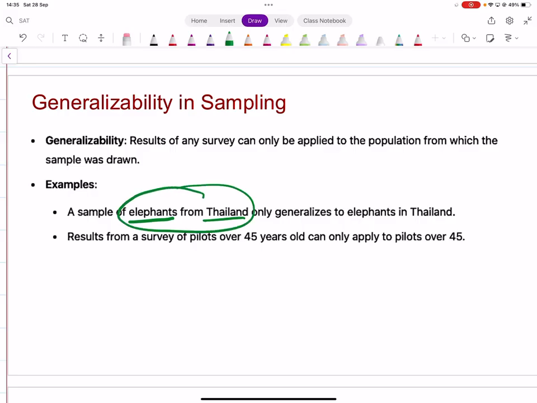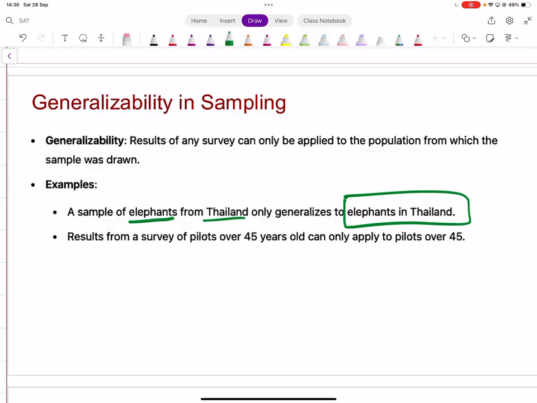If your sample is elephants from Thailand, you cannot conclude from that it applies to every single type of elephant in the whole world. You have only taken a sample in Thailand. You can only generalize that to elephants in Thailand. Okay? You cannot say that elephants in Pakistan would behave the same way, unless you have taken elephants from Pakistan as well.